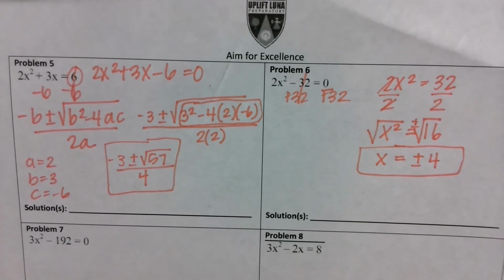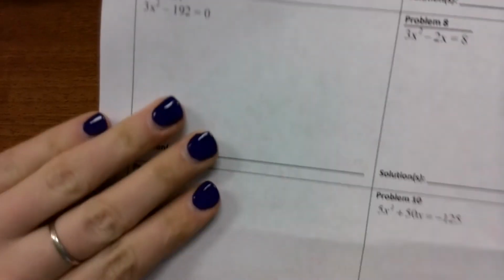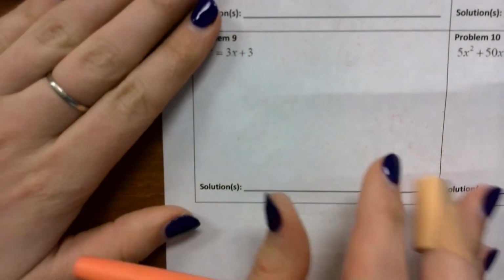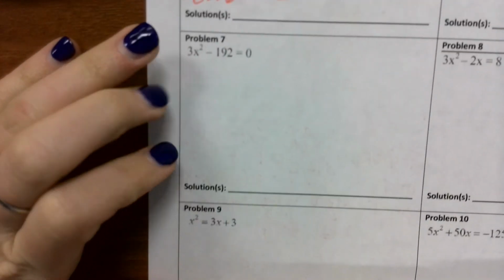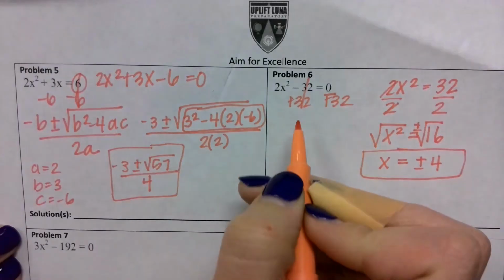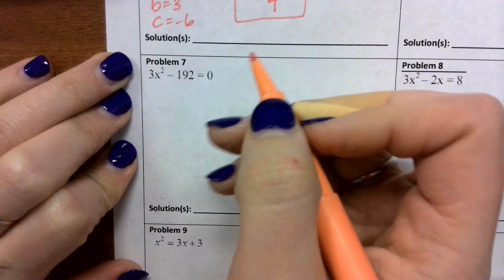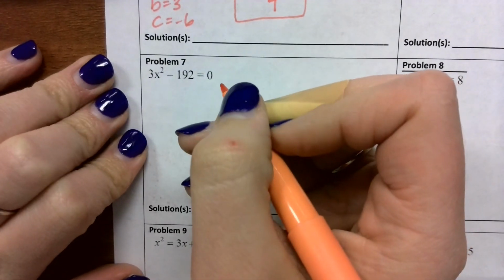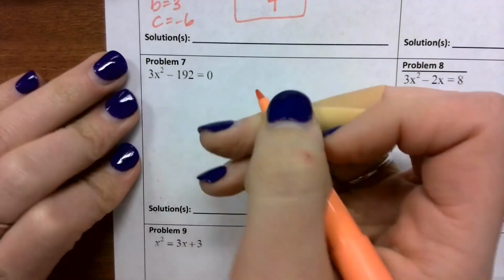Alright, let me keep going. I have time to probably do one more before I have to go to school. This is very much just like problem number 6. It's missing a b term, but I'm going to show you how to do this one with the quadratic formula because the quadratic formula is something that you can always use.